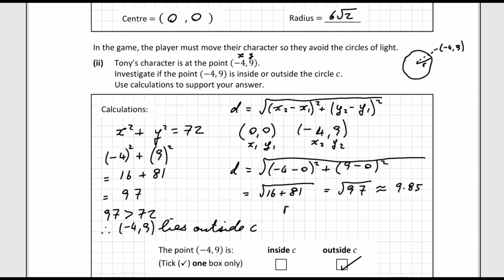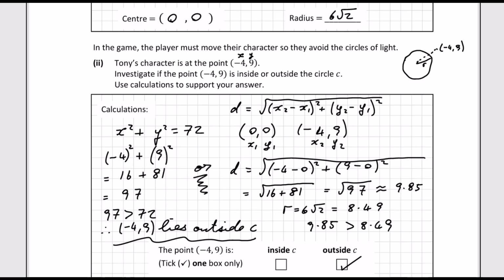The radius of our circle is 6 root 2. If you change that into a decimal, you'll get about 8.49 to 2 decimal places. So 9.85 is bigger than 8.49, therefore it lies outside of C. So two different ways of doing the same thing.